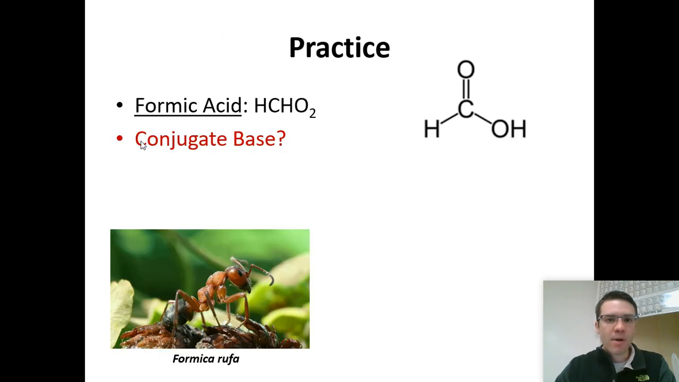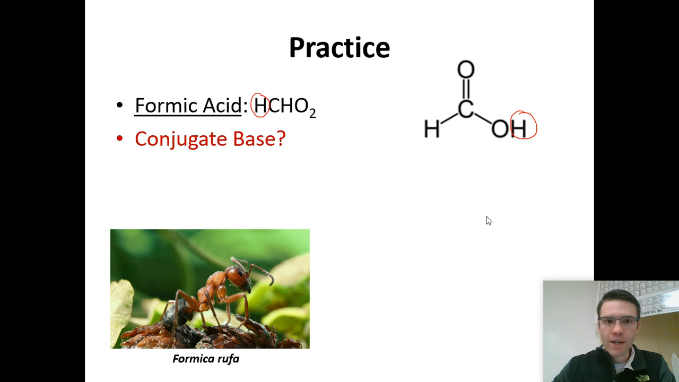A couple practice problems. Let's see if you can write this. Formic acid is an acid that some ants will be able to spray out as a defensive mechanism. But this is what the compound looks like. There is a proton here, and it's this proton right here that gets donated. It's actually this one in the structure. What would that look like when it donates that proton? See if you can write that equation. What's the dissociation equation for this acid?